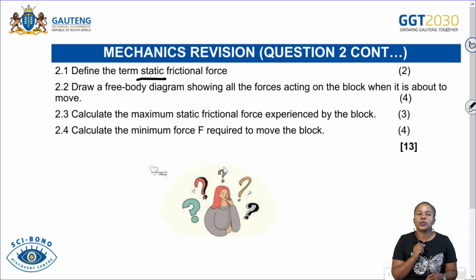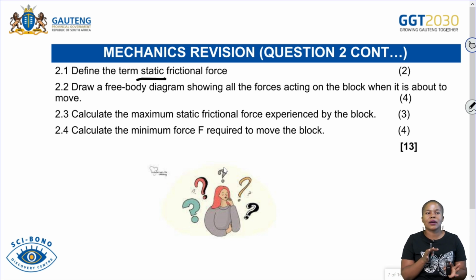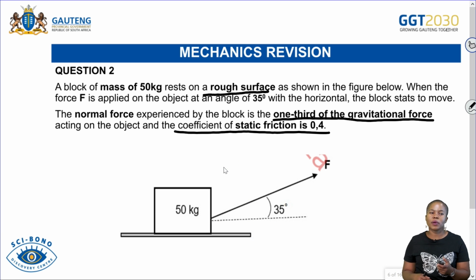And then 2.2, draw a free body diagram showing all the forces acting onto the block when it is about to move. It hasn't started, it's about to move. We had to draw 4 forces because there are 4 marks, and 4 marks is an indication of 4 forces. If you had 6 marks, you would have to draw 6 forces acting onto that object.